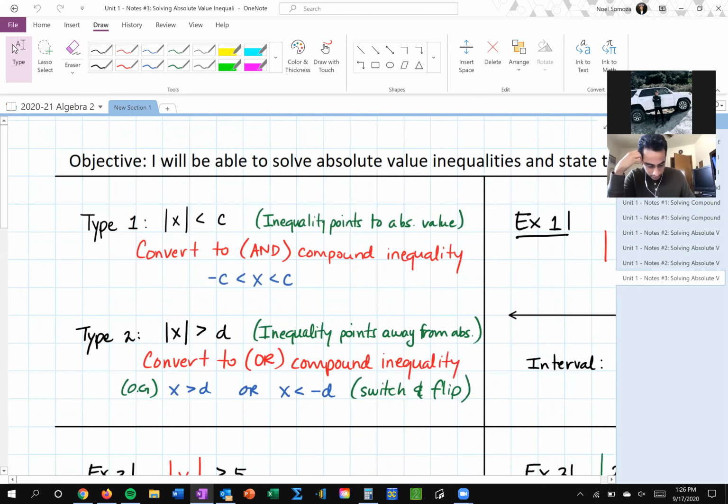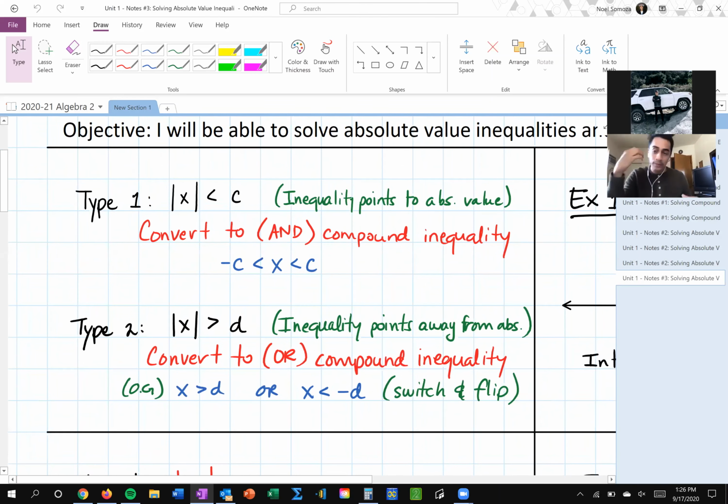And again, I'll explain the highlights, but eventually this will make more sense as we work through the examples. There are 2 types, and it all depends on the inequality and where the inequality is pointing to. That is always the key determining factor as to whether you're going to convert it into the AND compound or you're going to convert it into the OR compound. Okay, so let's take a look at type 1.